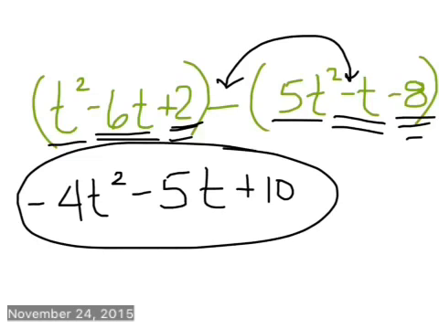Sometimes they might put them vertically, which means instead of this being horizontal, they might put them right on top of each other, and then you just add or subtract straight down. So what do you think so far? Easy. Not too shabby? Okay.